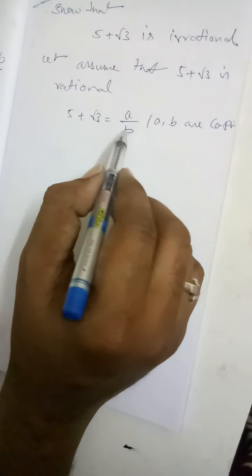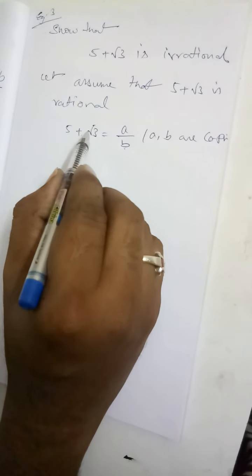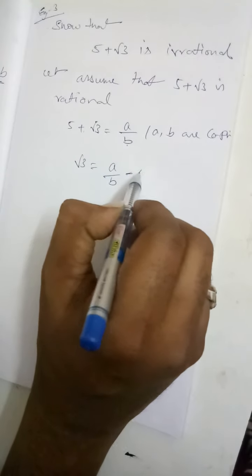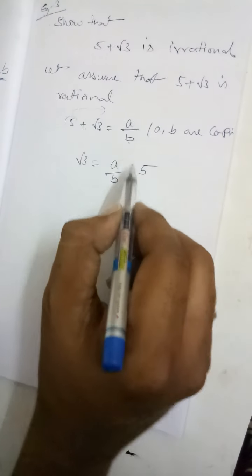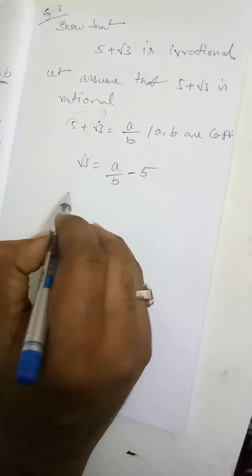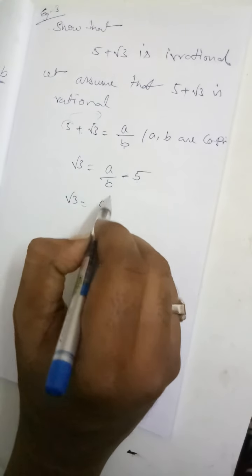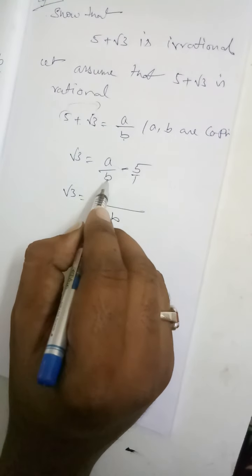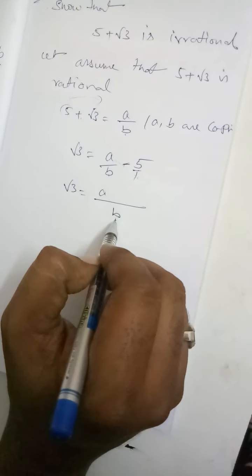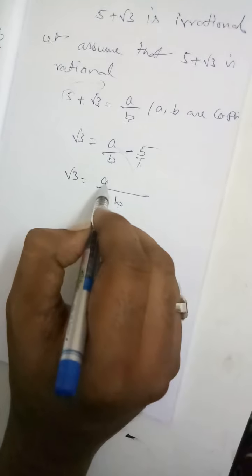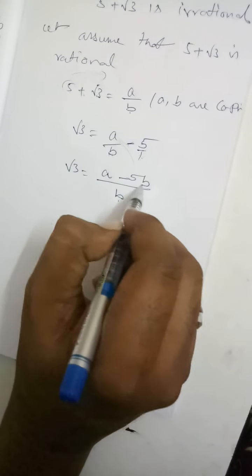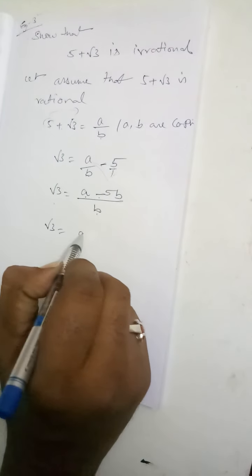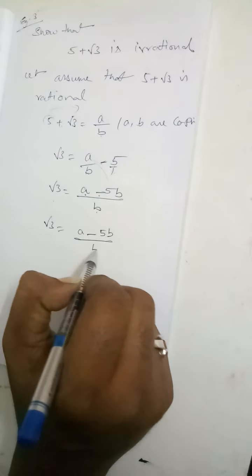Before, we did squaring on both sides. Here no need, because we need to find the root 3 value. So root 3 is equal to a by b minus 5. This plus 5 goes to the right side, it becomes minus 5. Here I am taking LCM b, then doing cross multiplication: 1 into a minus 5 into b, 5b. So root 3 is equal to a minus 5b by b.